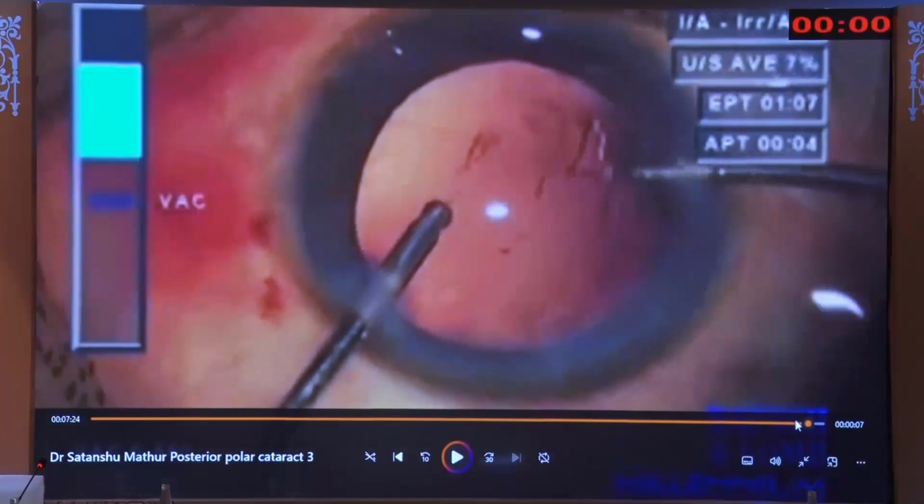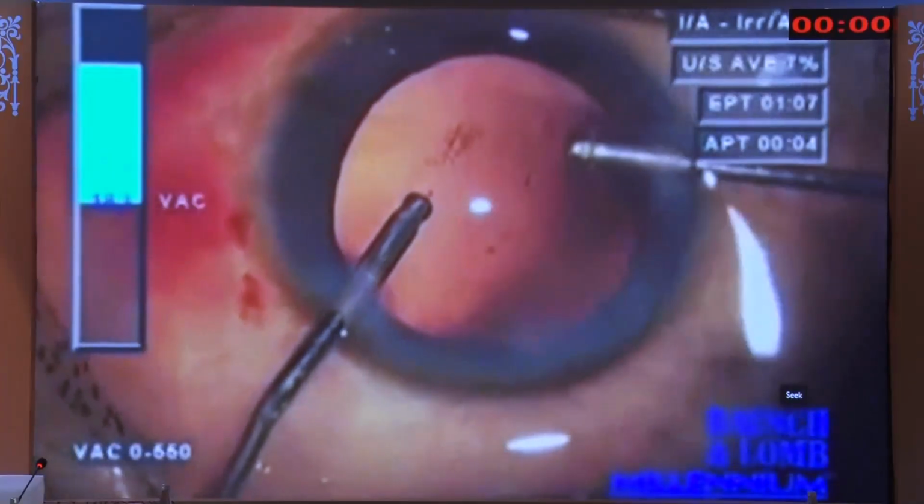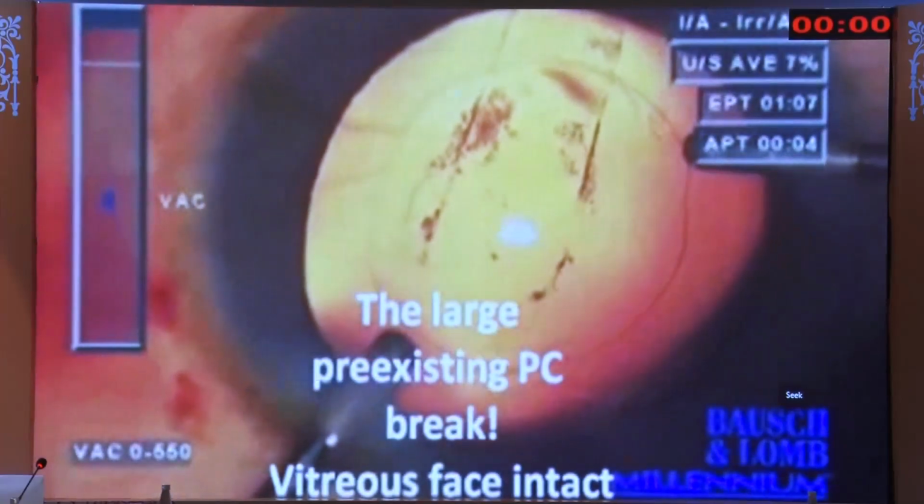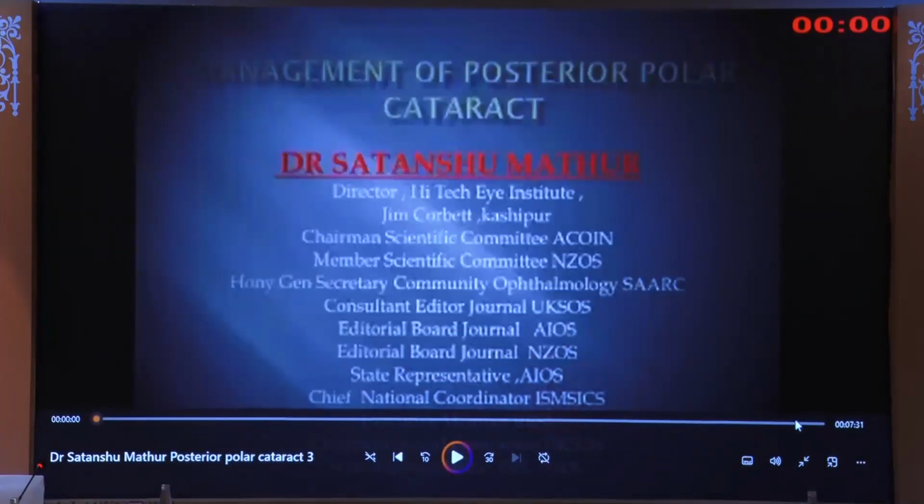You can see the defect, I think everybody can see the defect there. So just follow simple tips and you can have a success rate without making this. We put a posterior chamber lens in this case also because there was no visual disturbance. Thank you.